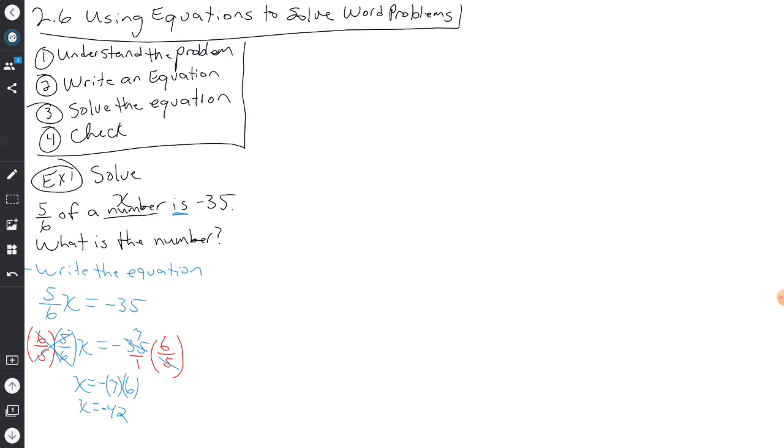And then we can go back and check it now. Let's take this and check to make sure that we do have the correct solution. So in the place of x, we're using the equation that we have here. And in the place of x, we're going to put our negative 42.